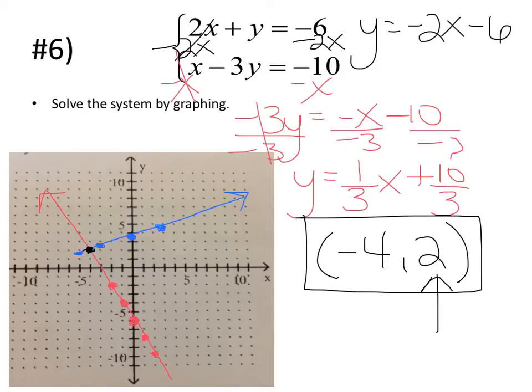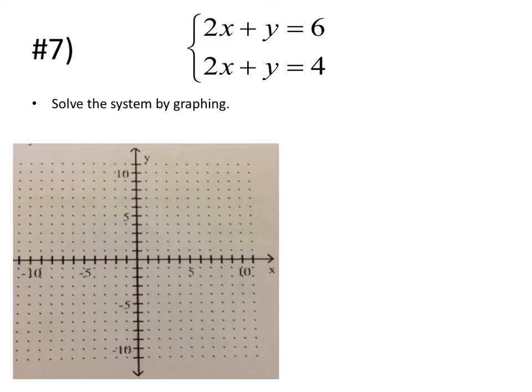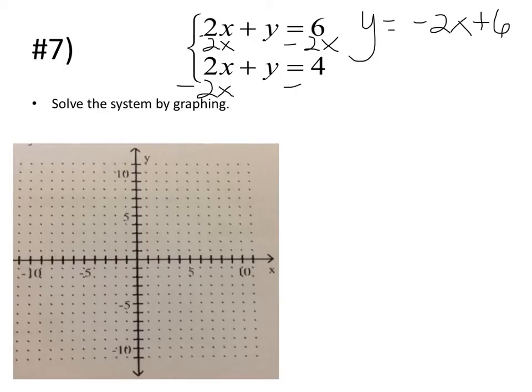So again, I would check this using elimination or substitution, but we got our y value right, so we're going to go, okay, solve the system by graphing. So we have subtract 2x from both sides. So I have y equals -2x plus 6. Subtract 2x from both sides. Y equals -2x plus 4.